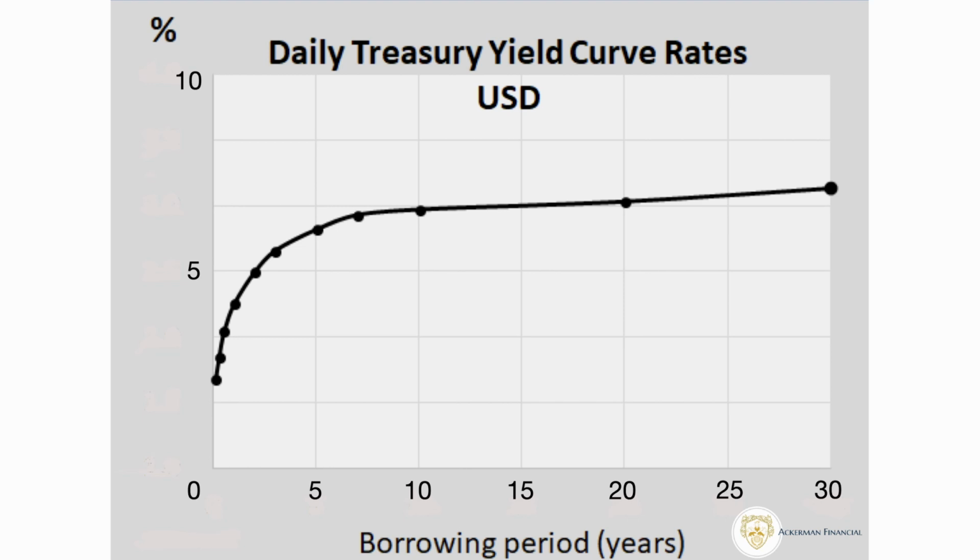So you buy a 1-year treasury bill, you get, for example, 5%. You buy a 10-year treasury bill, you get 6%. You buy a 30-year treasury bill, you get 7%. So your shorter term, you get a little bit less. The longer term, you get a little bit more because you're tying up your money for a longer period of time. What happens when we see an inverted yield curve?